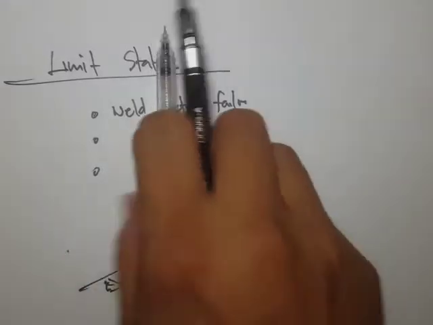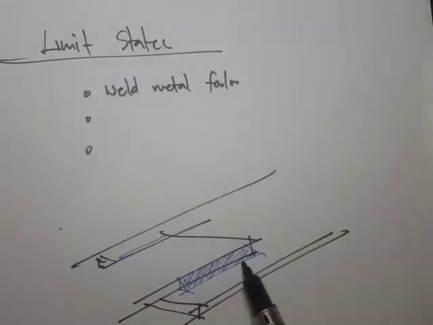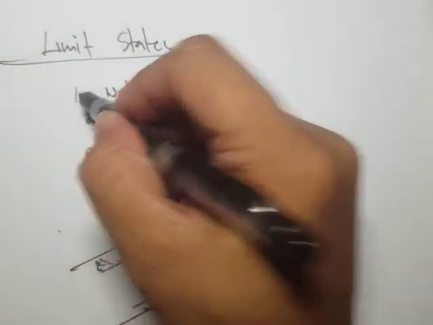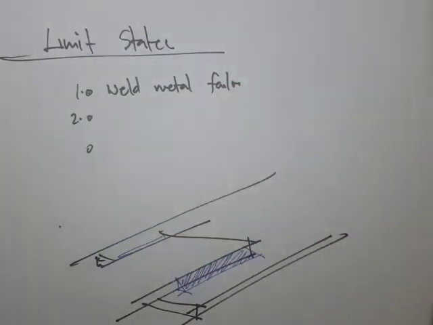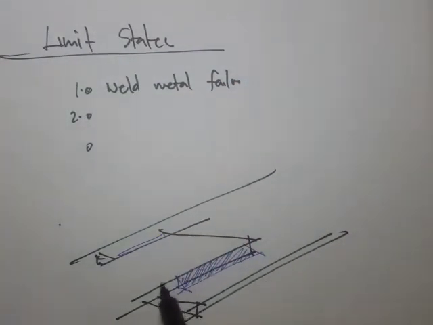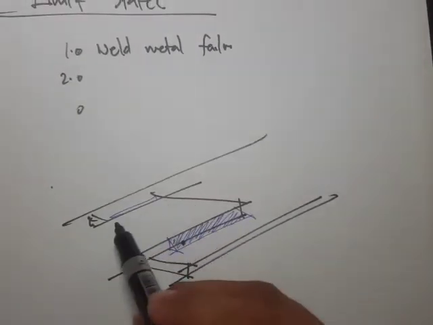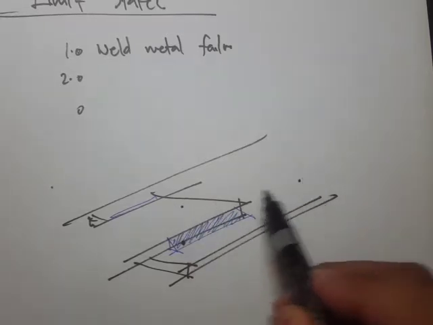So it is possible that this joint will fail in this weld metal, the weld metal itself. So that's one limit state. And the second one is, it could be that instead of this weld metal failing, the part that fails will be this base metal. So it could be this base metal or this base metal.